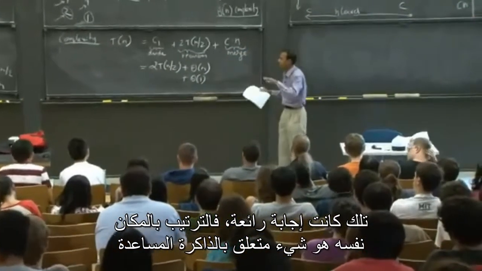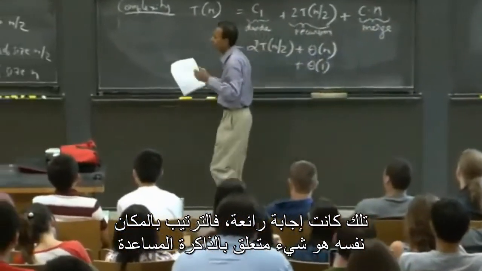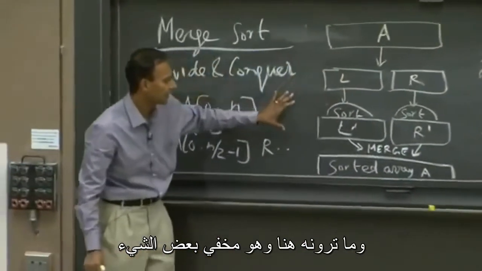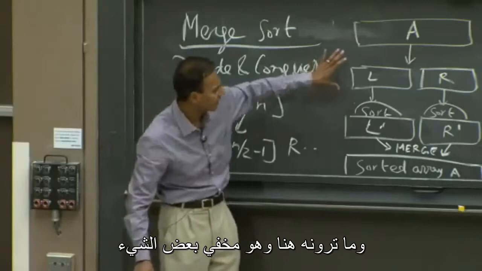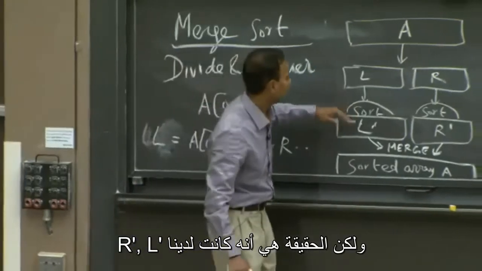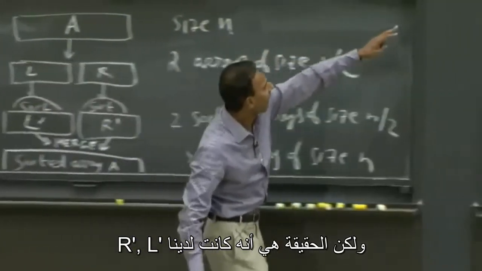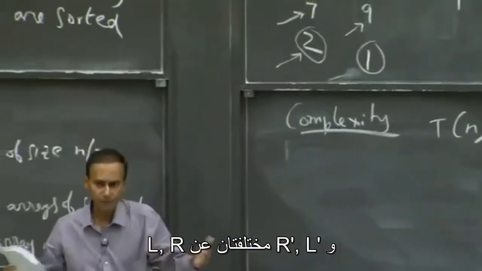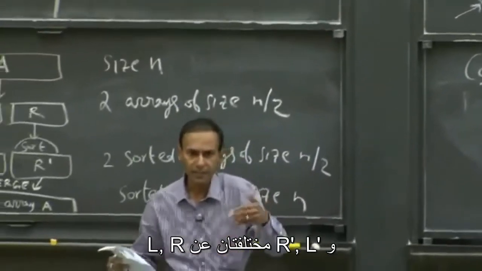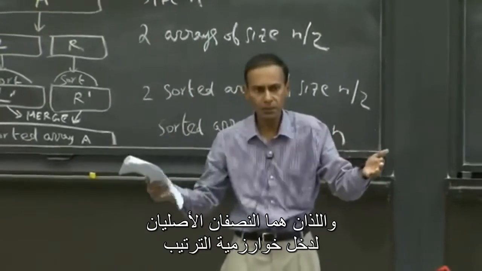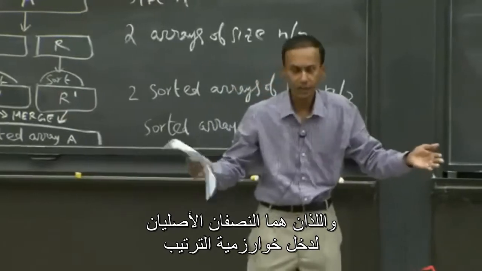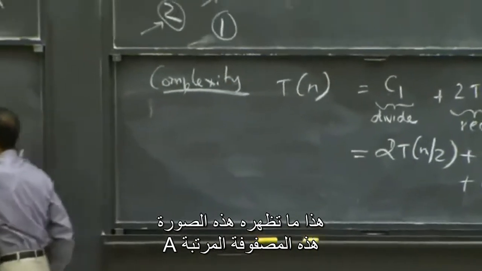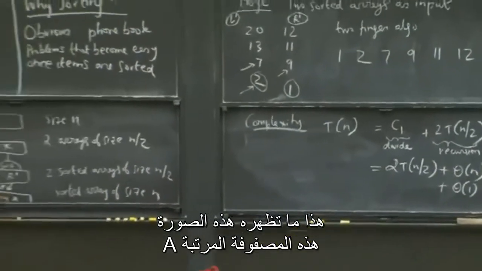So that's a great answer. In-place sorting is something that has to do with auxiliary space. What you see here, and it was a bit hidden, is that you had L prime and R prime, and L prime and R prime are different from L and R, which were the initial halves of the inputs to the sorting algorithm. And what I said here is we're going to dump this into A. That's what this picture shows. This says sorted array A.